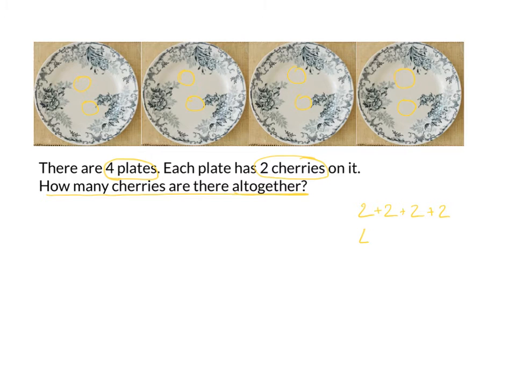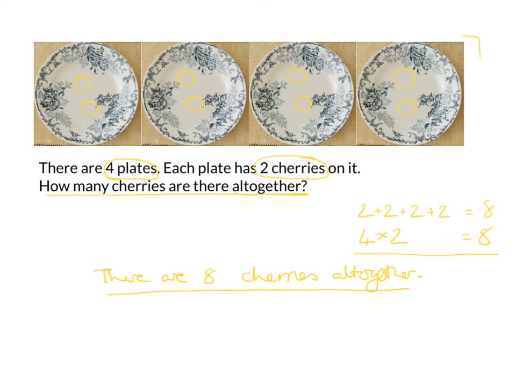Or we could say there are 4 groups of 2. And when we calculate that, we find out that that equals 8. So we can say, we're going to give a full answer, there are 8 cherries all together. And I've given a full answer in words. So I've used words, I've used numbers, and I've used some pictures up here.